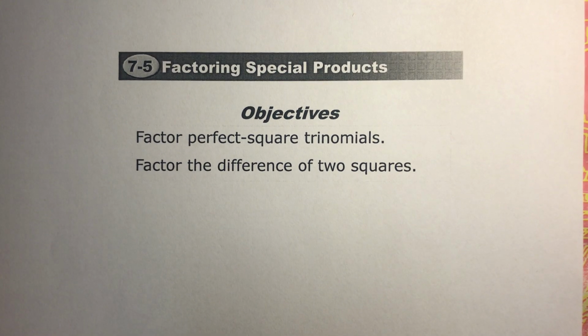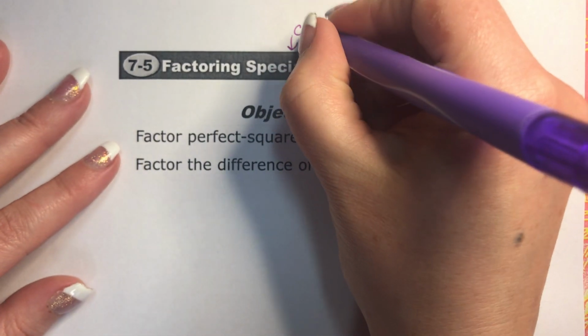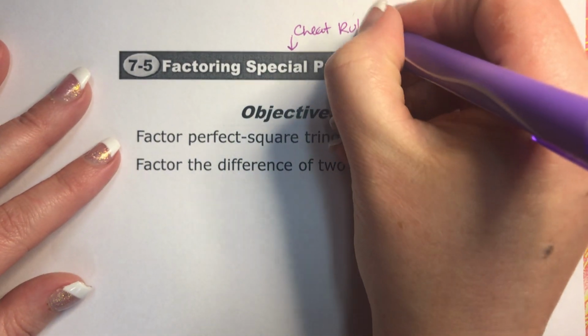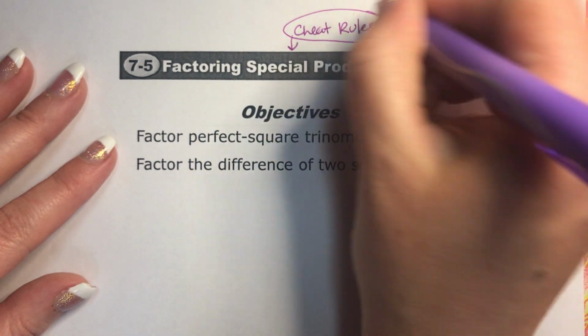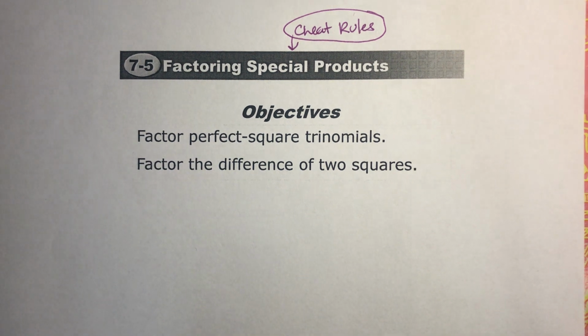All right, welcome back for Chapter 7, Lesson 5. We're going to be factoring special products. What I like to call these special products are kind of like cheat rules. We're going to learn some cheat rules on how to factor some special products. Okay, so let's get started.